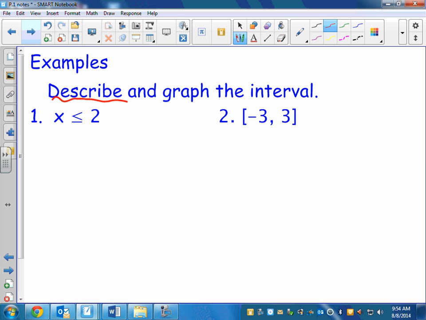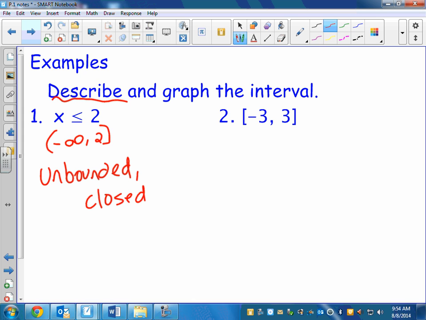It says graph the interval, which means I guess they don't even want you to write it in interval notation, but I'm going to. If x is less than or equal to 2, I know that means that's going to be negative infinity up to 2. So if infinity is in your notation, is that bounded or unbounded? Unbounded. And if there's a bracket, that means open or closed. Half open, half closed, half open.